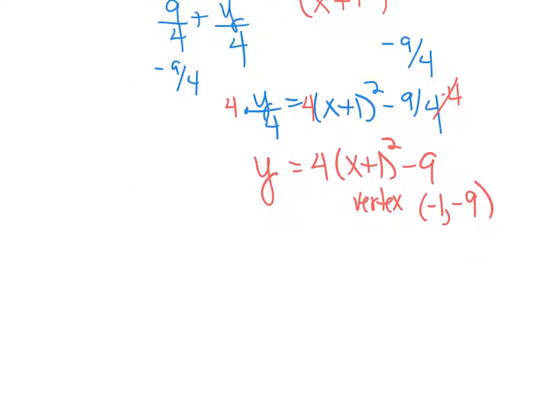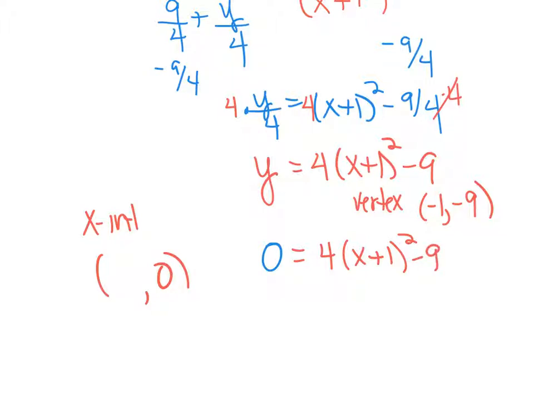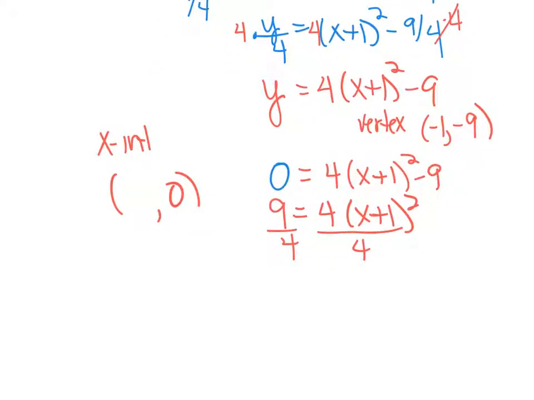Okay, how do we find the x-intercept? If we're looking for the x-intercept, we're going to let y equal 0. So it's 0 equal to 4 times x plus 1 quantity squared minus 9. We add 9 to both sides, and we get 9 is equal to 4 times x plus 1 quantity squared. We divide by 4 and divide by 4. We get 9 over 4 is equal to x plus 1 squared.